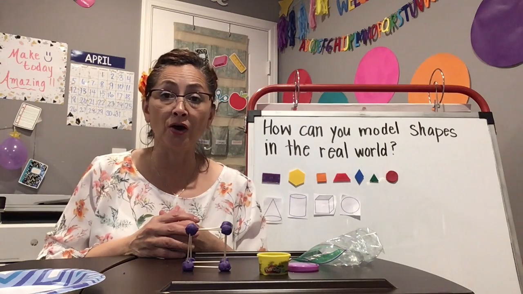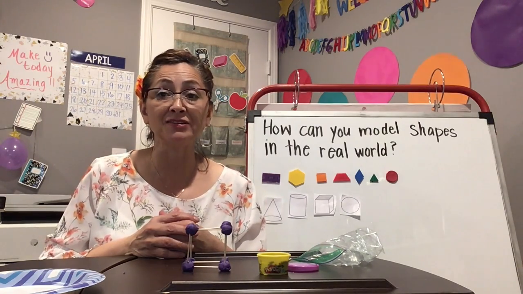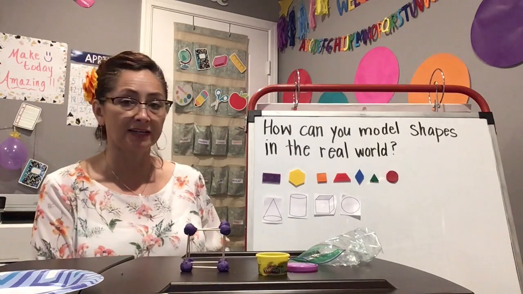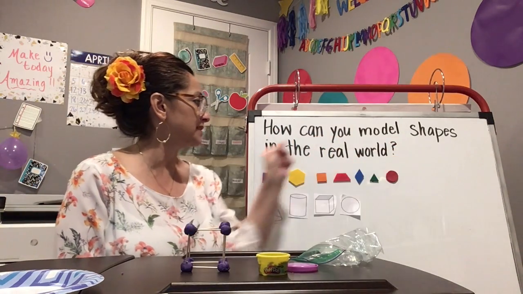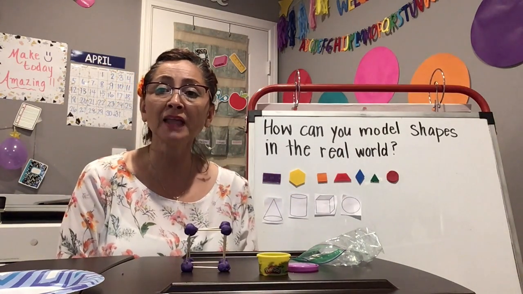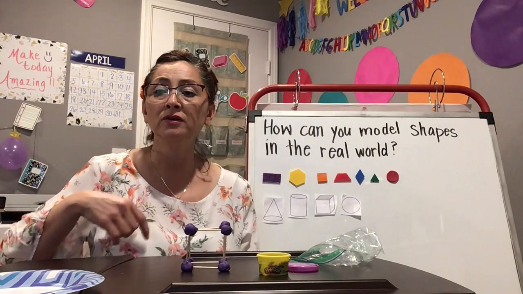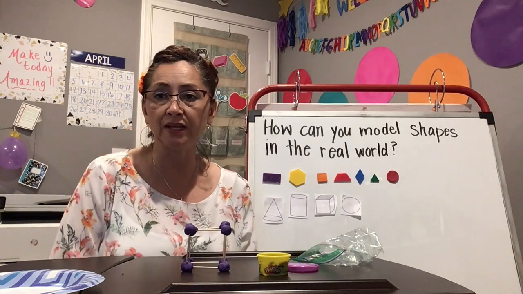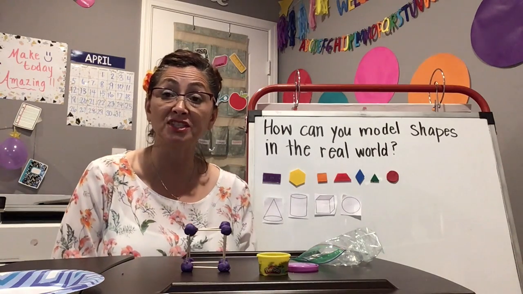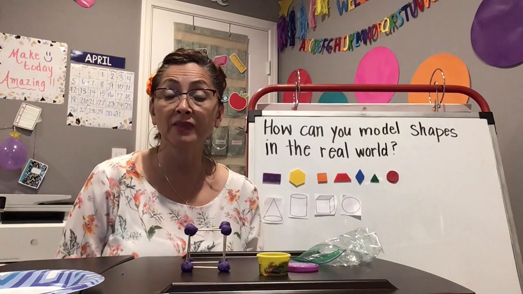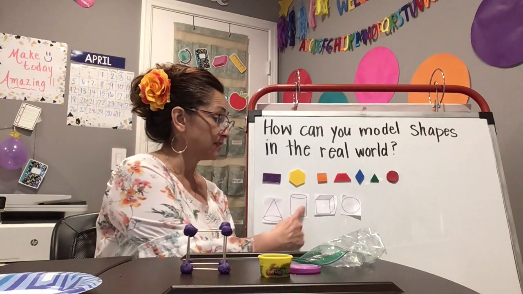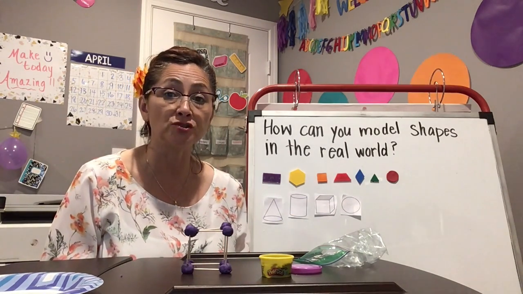Now, you know that we need to answer our essential question after we're done with every lesson. So let's take a look at it. How can you model shapes in the real world? So we know that we can draw them, and we can make them with our finger on the table or with pudding or yogurt or shaving cream, and pretty much draw. You can go outside and draw those plane shapes with your chalk also.